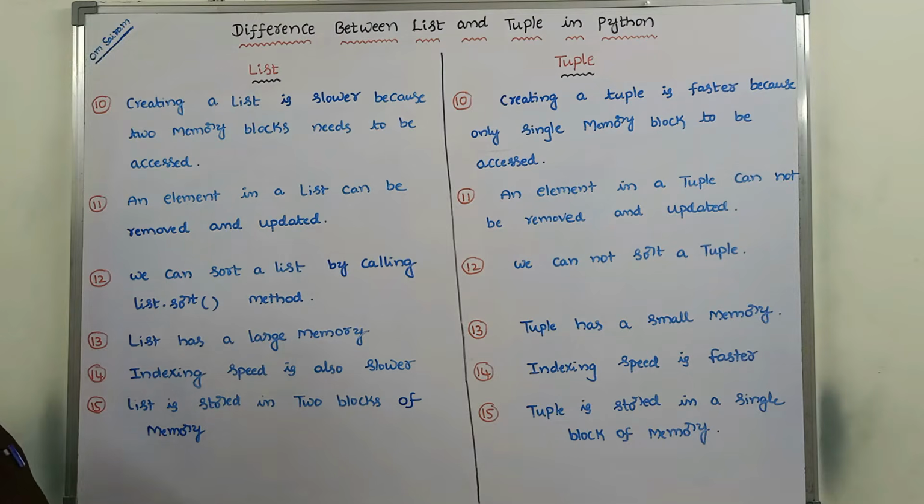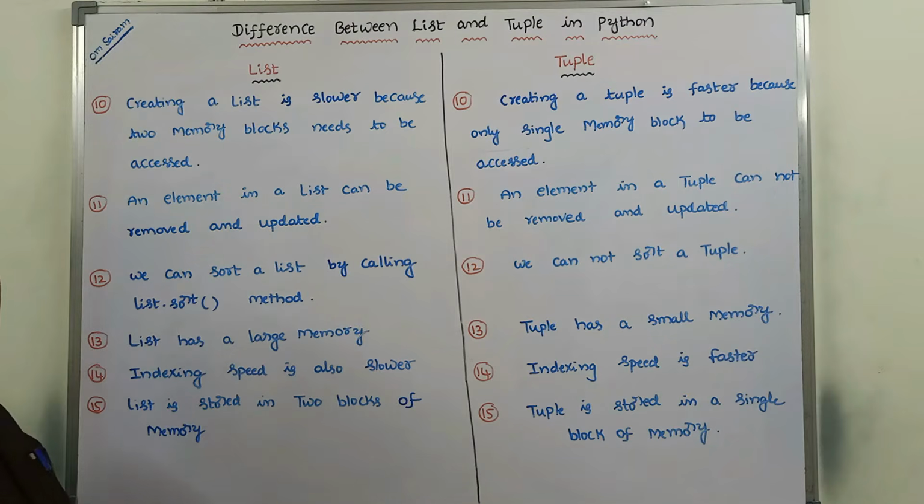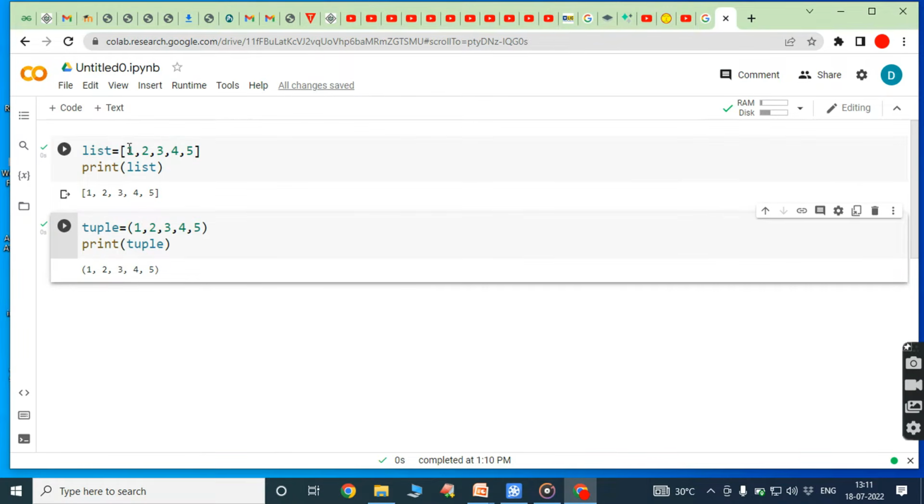So we can see some practical examples to differentiate list and tuple. In this video, we can go to the system for implementation. How much memory is used for storing the elements 1, 2, 3, 4, 5 in the list?